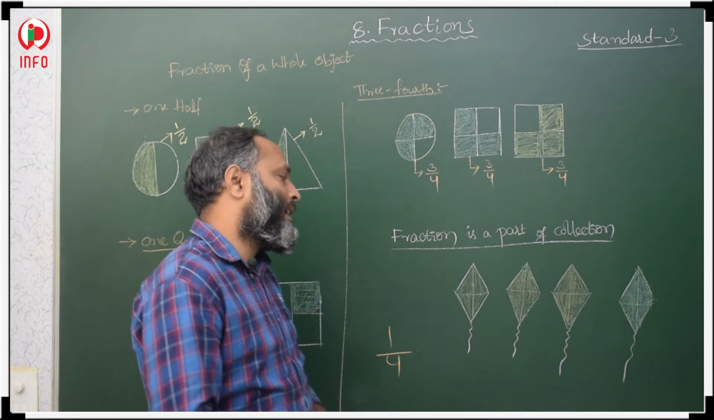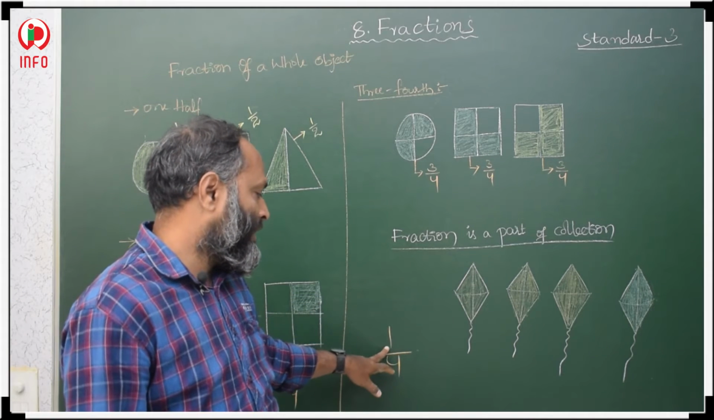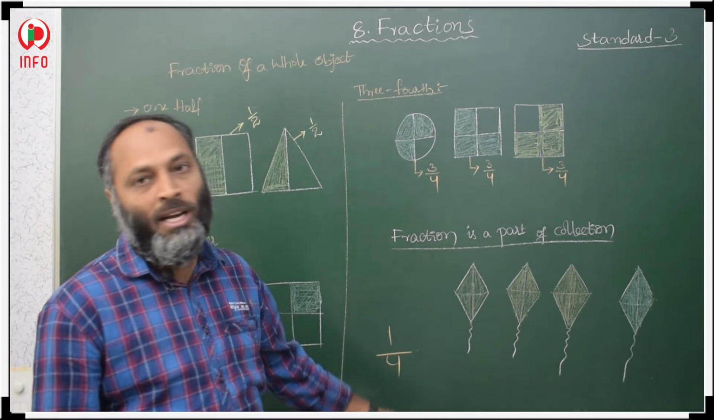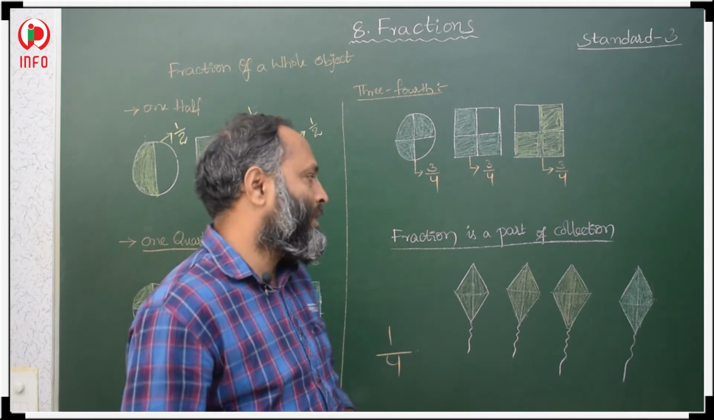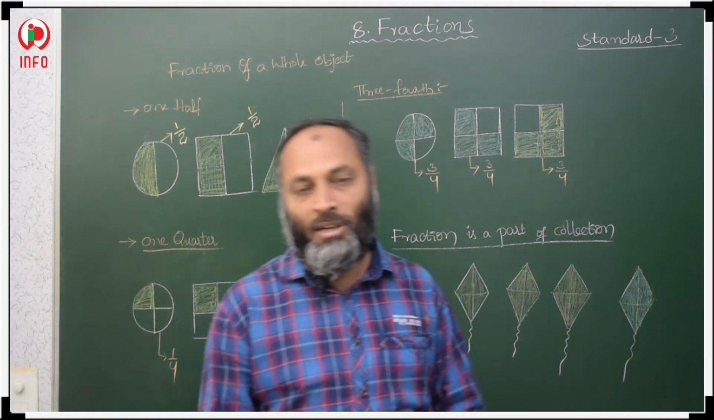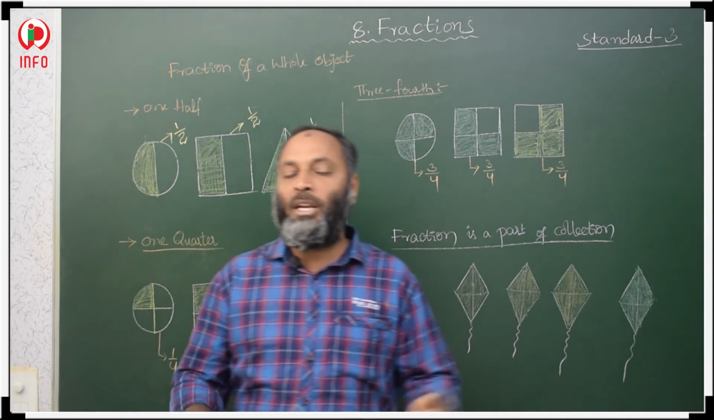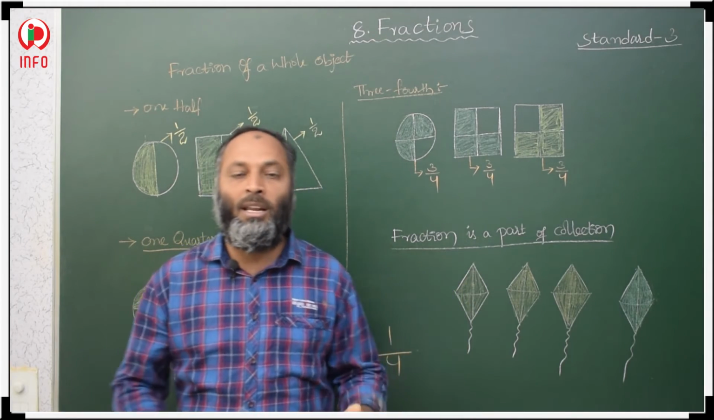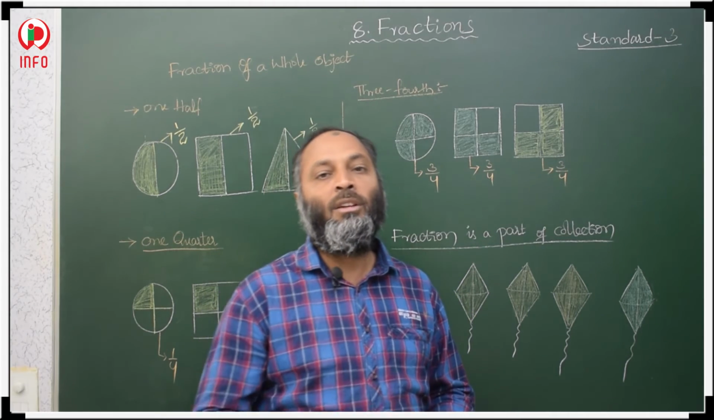If we ask about green color, how many green kites are there? That we have to write in the numerator, and the total kites we have to write in the denominator. So, that represents a fraction as a part of a collection. A part of a collection is also called a fraction. In the complete collection, according to what is required, you make your fraction.